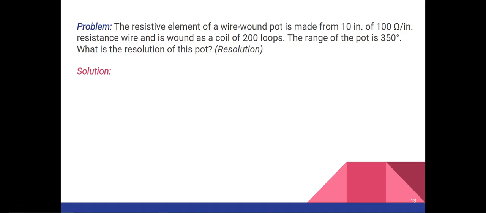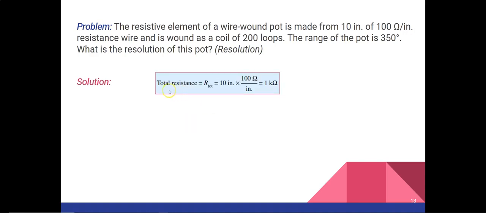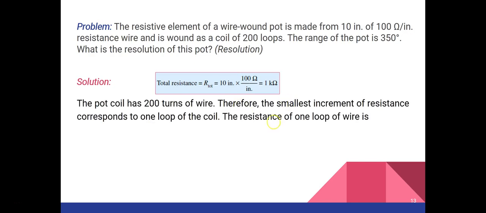The total resistance can be calculated by this formula: R total equals 10 inches multiplied by 100 ohm per inch, and you will get 1 kilo ohm. Now you need to calculate delta R, which you can calculate using the resistance per loop. So 1 kilo ohm, and we know the coil has 200 loops, so divided by 200 loops, you will get 5 ohm per loop.